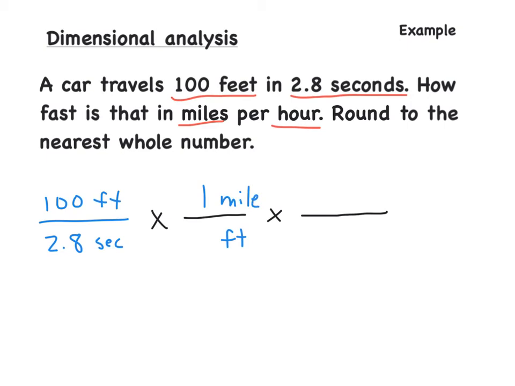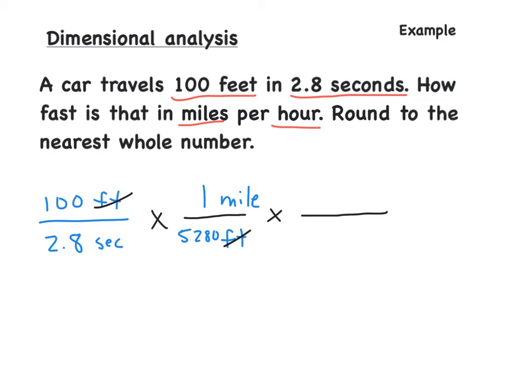If you need some help, I believe that there is a table in the back of your book. It tells you the different measurements. So in 1 mile, there are 5,280 feet. When we do this, the feet cross out, but they have to be diagonally from each other. So the feet cross out, and all that we're left with is miles.